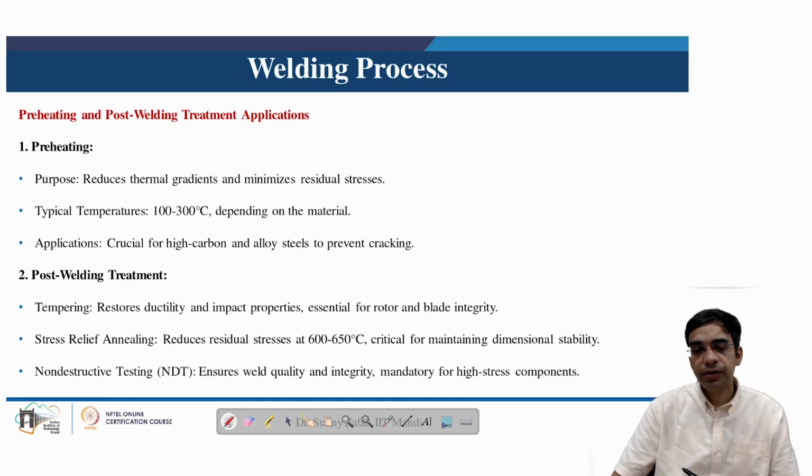So the welding process is generally subjected to preheating, that is of course before welding, and some post welding treatments. Preheating is generally done to reduce thermal gradients and minimize residual stresses. Typically, preheating is conducted at temperatures of 100 to 300 degrees Celsius depending on the type of material, and it is crucial for high carbon and alloy steels to prevent cracking.